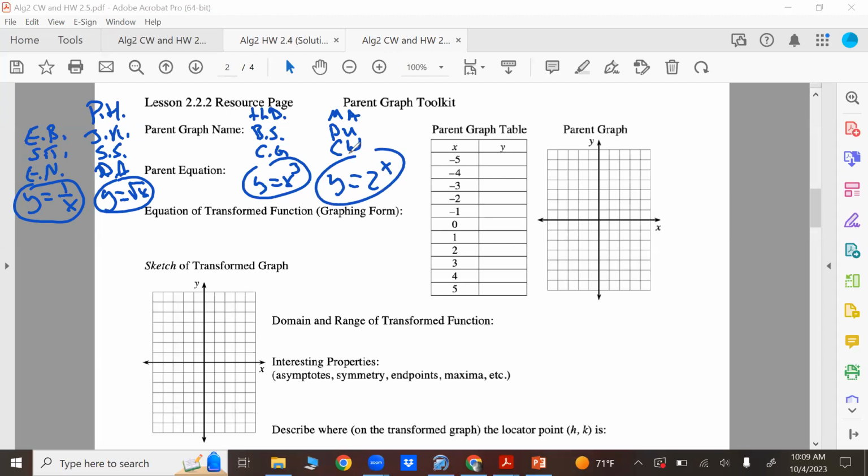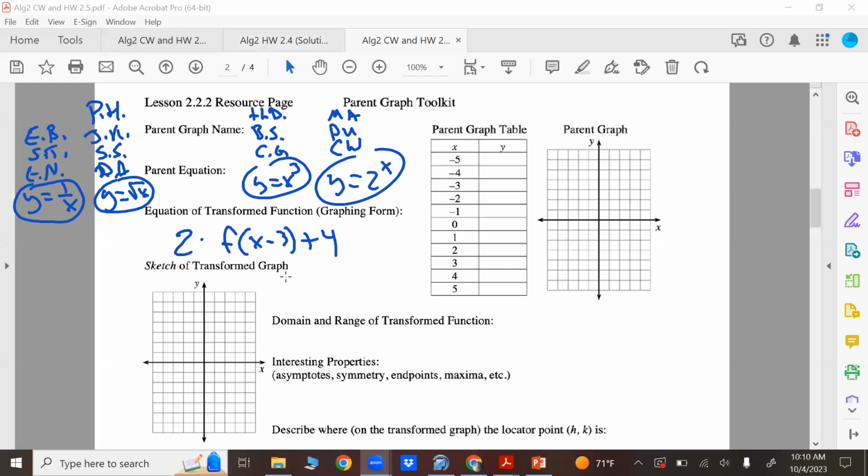So you're going to write the equation I gave you, make a table, draw it, and then the transformation is going to be true for everybody. You can do 2 times f of x minus 3 plus 4. Everyone's going to do the same transformation. You're going to shift 3 right, shift 4 up, and multiply y by 2. And you're going to give domain and range, give anything that's interesting, and describe where the locator point, the vertex, has moved to. Once we finish that, then we are done for today.